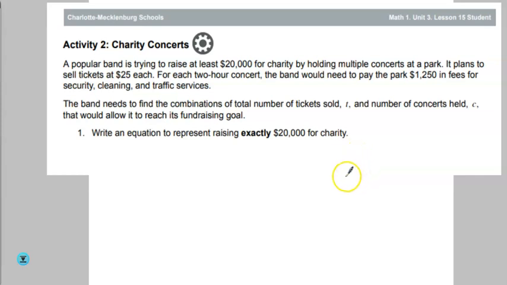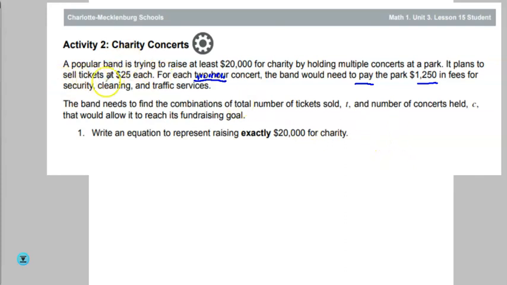So a couple little things I notice in this one. It says for each 2-hour concert. It doesn't matter how long the concerts are. That has nothing to do with what we're saying. So just for each concert, you need to pay the park. So this is not helping out your fundraising. This is going against the fundraising, right? You're paying the park. So think about that when you're writing your equation.